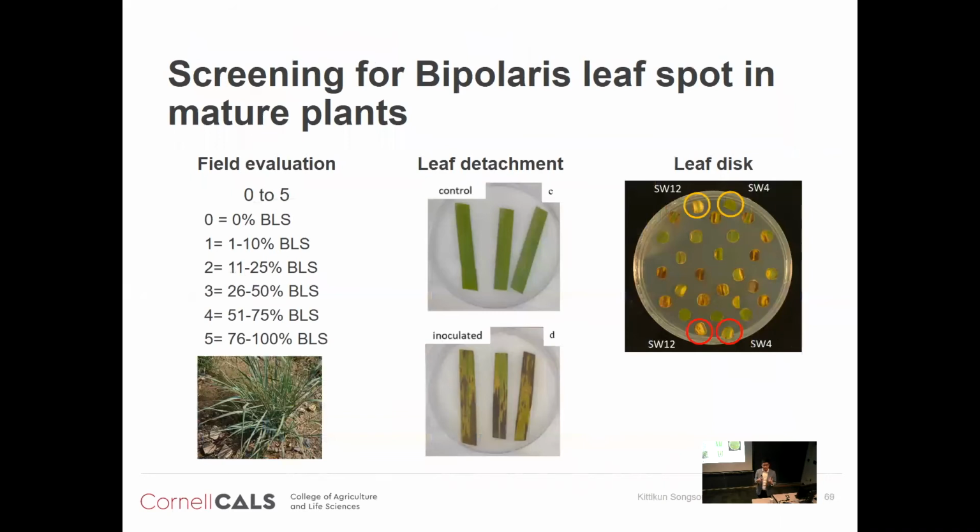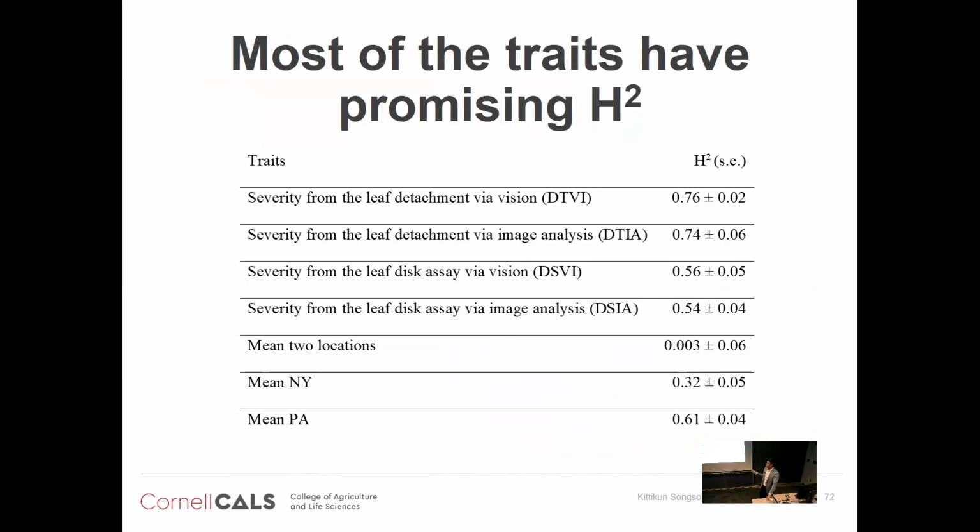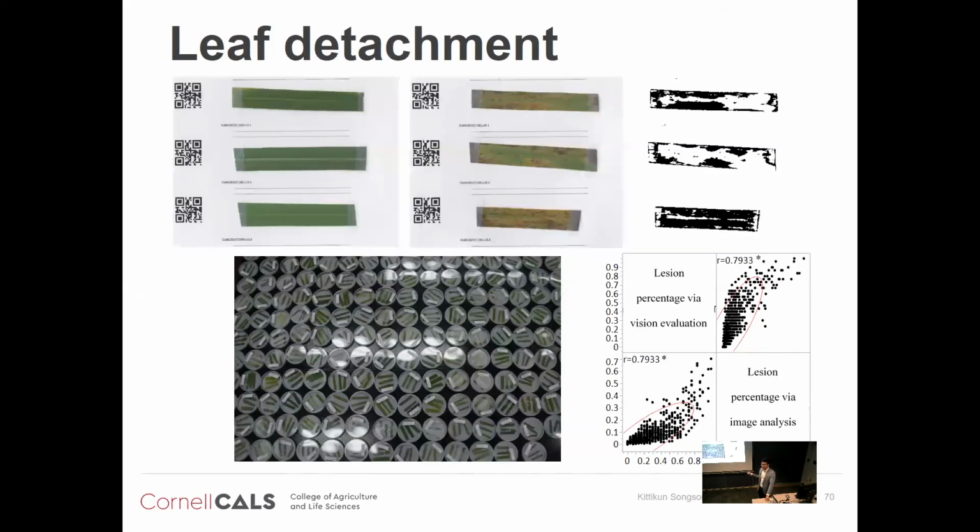So I tried to eliminate those environmental effects by taking the leaf samples back to the lab and spraying and inoculating them. I did two assays, the leaf detachment assay and the leaf disc assay. For the leaf detachment assay, I basically cut leaves to 5 centimeters, surface sterilized them, sprayed them, covered them for 7 days and evaluated them, and also scanned each leaf and used image analysis to detect the lesions.